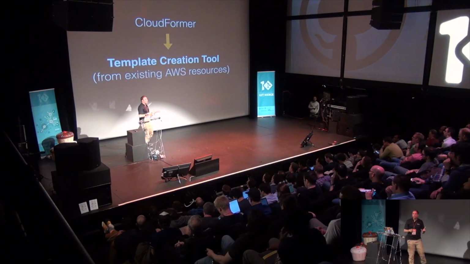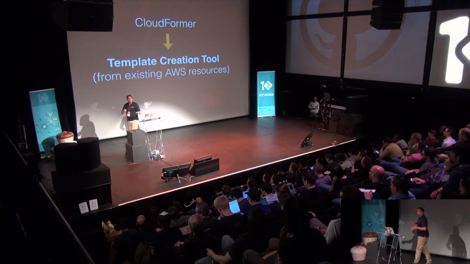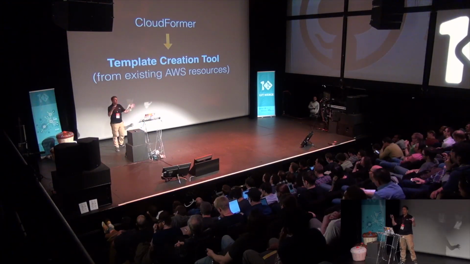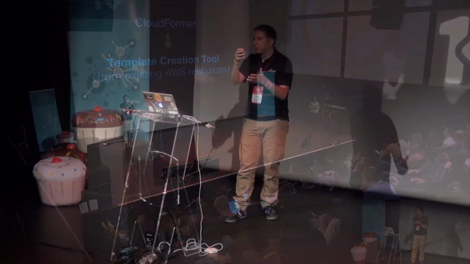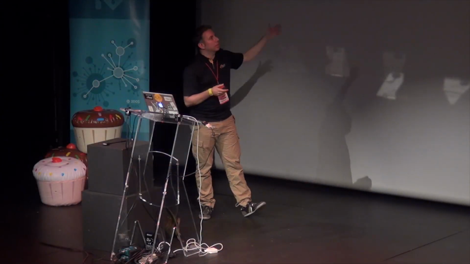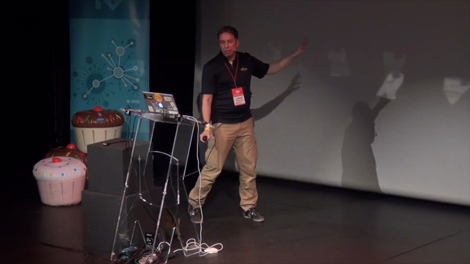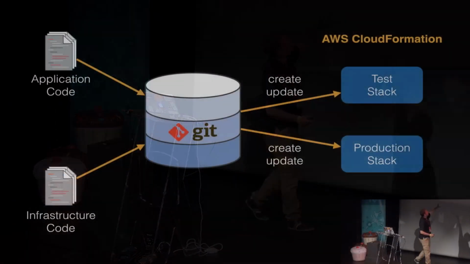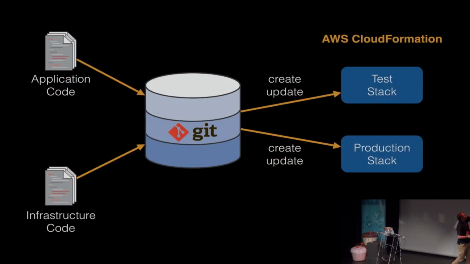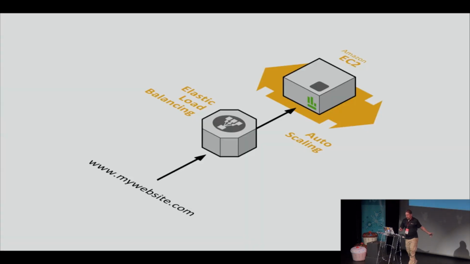We also have a tool, CloudFormer, that allows you to look at the resources that you already have and automatically create the JSON file for you with the resources that you select, so you don't need to create the file from scratch. So with CloudFormation, you have your application core, your infrastructure code, and then you can use CloudFormation to create and update multiple stacks, one for each environment, like a test stack or a production stack.